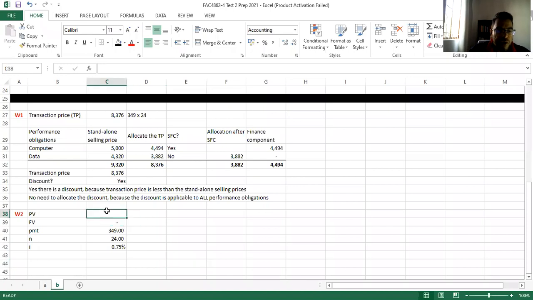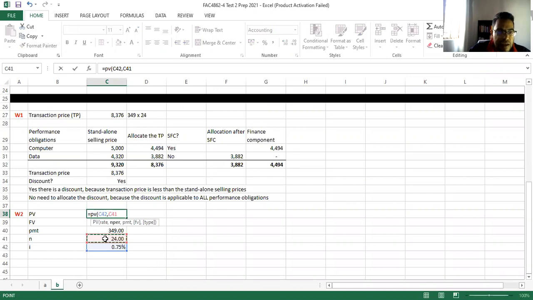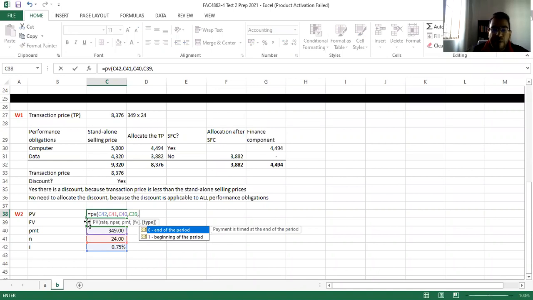So therefore, the present value would equal PV. Rate is whatever that is. N is that. PMT is that. Future value is that. Remember yesterday, we also did a present value calculation, but payments happen at the beginning of the period. So the type was 1. And you had to ensure that your financial calculator was converted to be the beginning of the period.